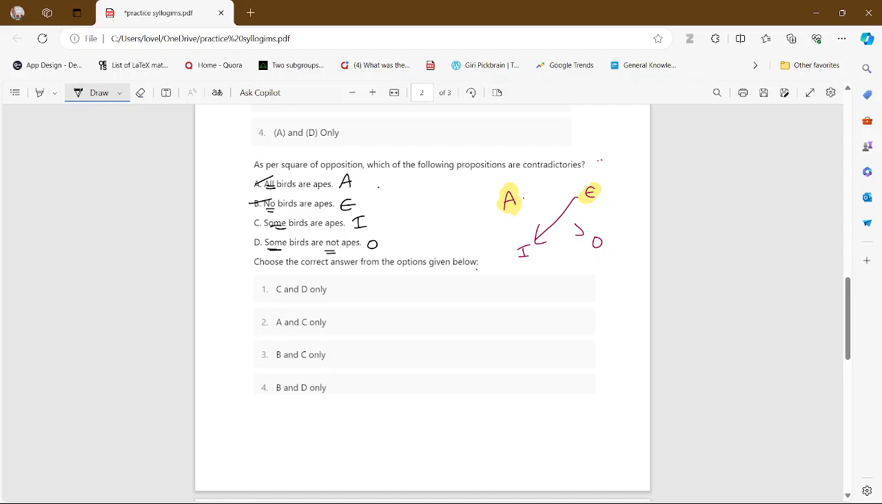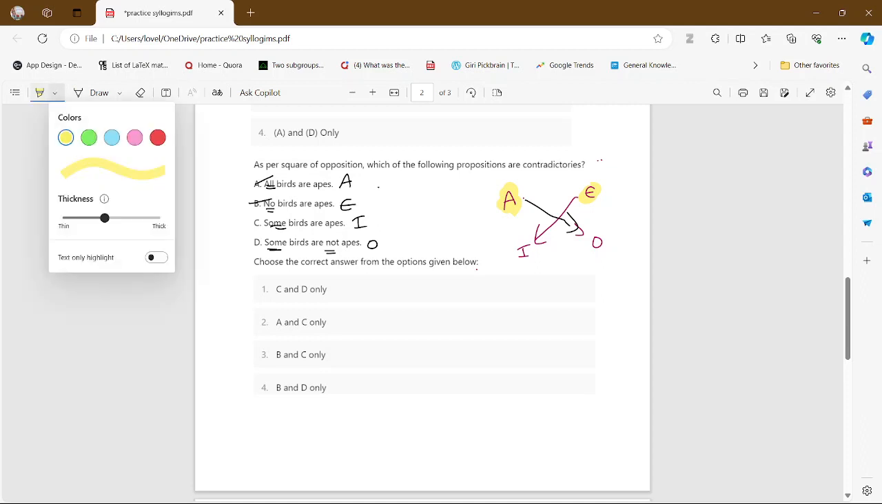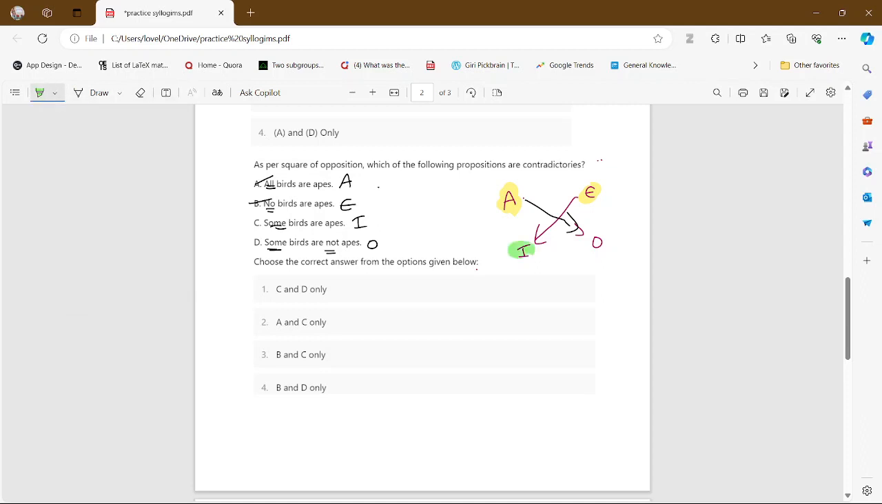So contradictory means diagonal. AE, IO. So we have to identify whether these statements are present or not. First, let us identify AO. AO is there, which is A and D. A and D option is not present here. So let us remove that.